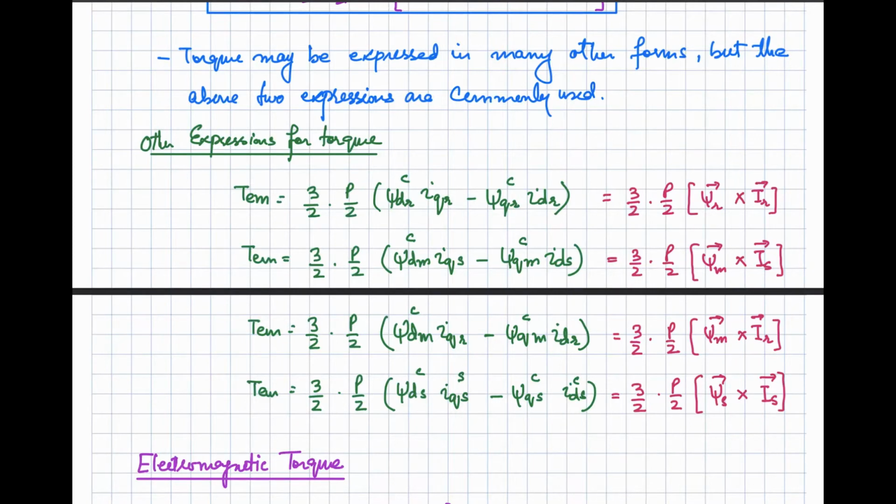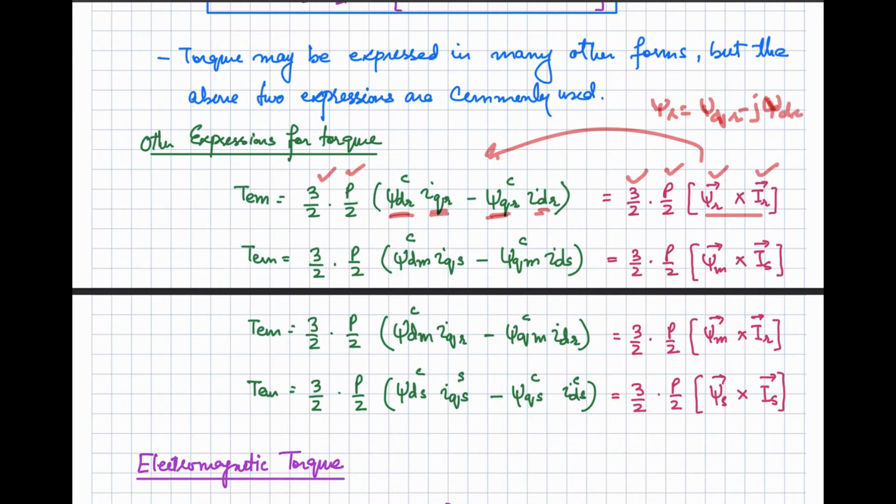So the torque equation can also be written like that: 3 by 2 P by 2 into phi dr, the rotor flux, and the rotor currents. So you can represent it like that: 3 by 2 P by 2, the cross product of the phi r and the ir. That will give you this equation, where phi r is equal to phi qr minus j phi dr.